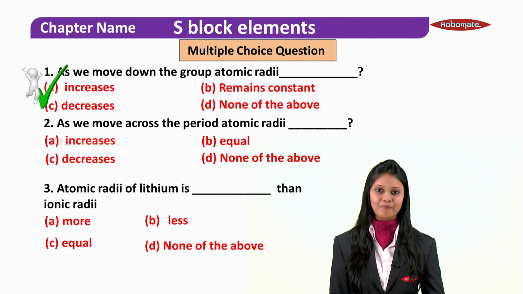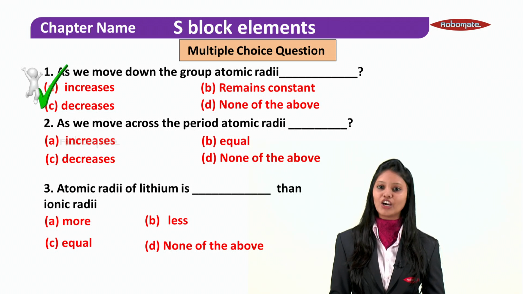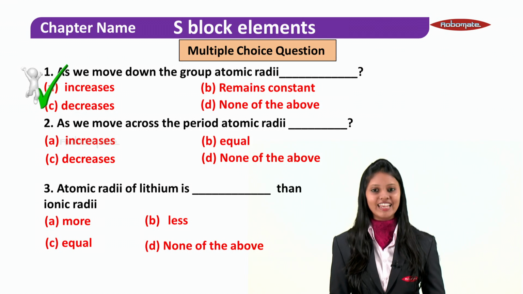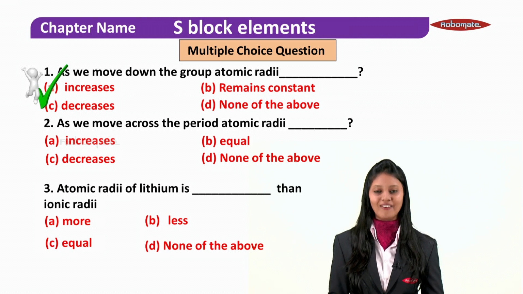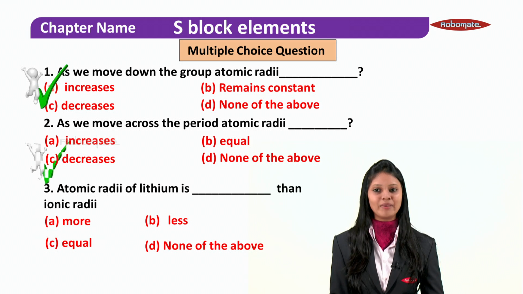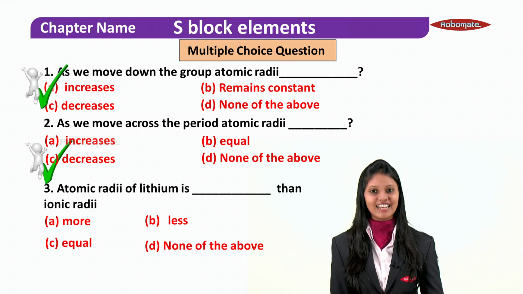Answer option A. Second question: as we move across the period, atomic radii increases, remains same, decreases, or none of the above. The correct answer is, as we move across the period, nuclear charge increases, and that's the reason atomic radii decreases. Correct answer is C.